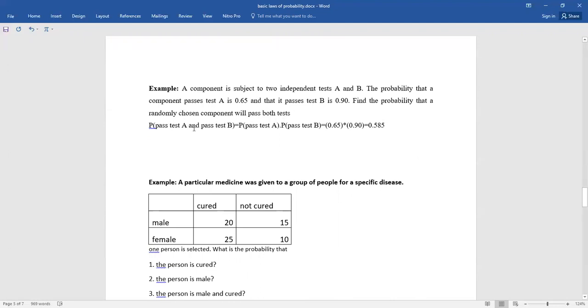So pass test A and test B. It is given the tests are independent, so you can multiply. Otherwise, you cannot multiply. So probability A multiplied by probability B. Passing of test A is 0.065, multiplied by passing of test B, 0.9. If you multiply, it will be 0.585. So there is a 58.5% chance the component will pass both A and B. So when they are independent, we can multiply.